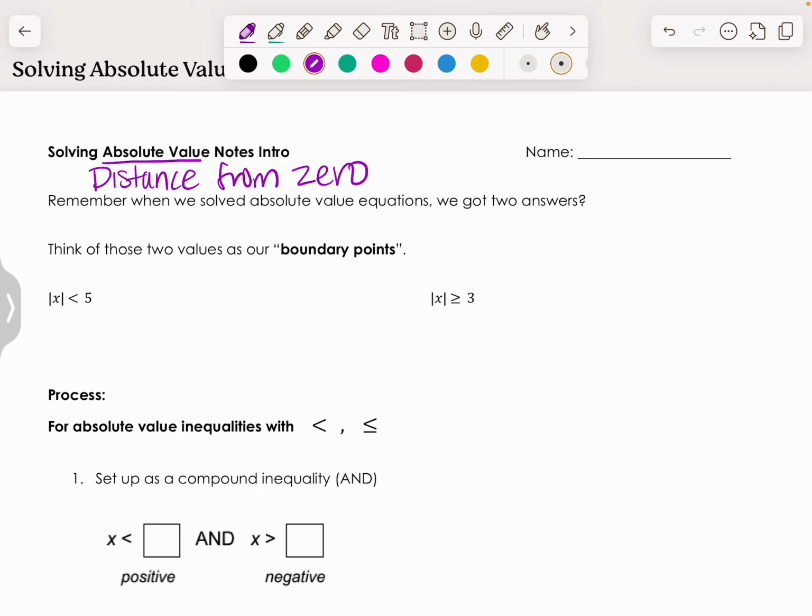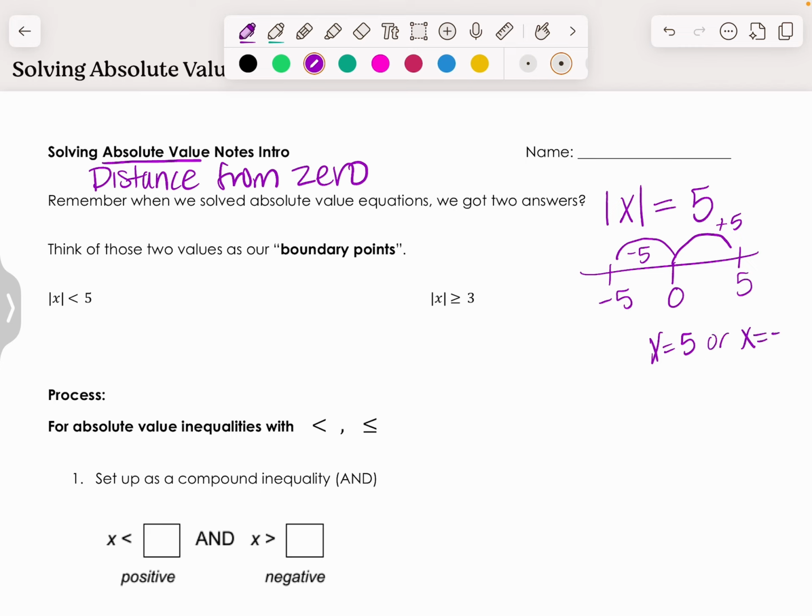If you remember, we solved absolute value equations and we said the absolute value of x is equal to 5. Then we thought about that on the number line, and we know that positive 5 and negative 5 are both 5 away from 0, 5 to the right and 5 to the left. So there were two answers: x equals positive 5 or x equals negative 5, because they're both 5 away from 0.